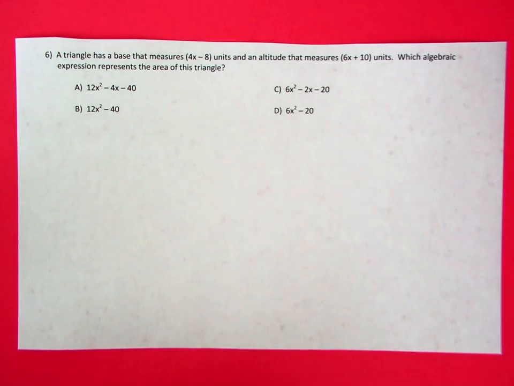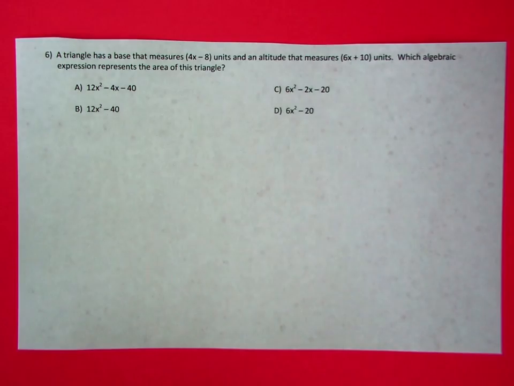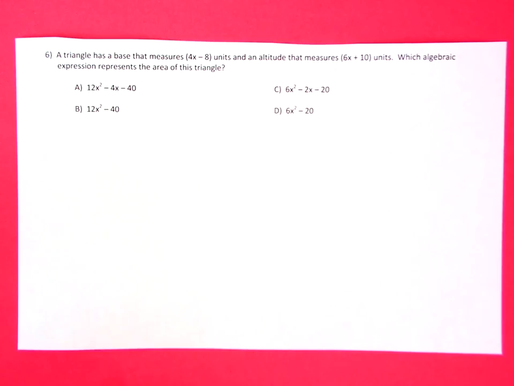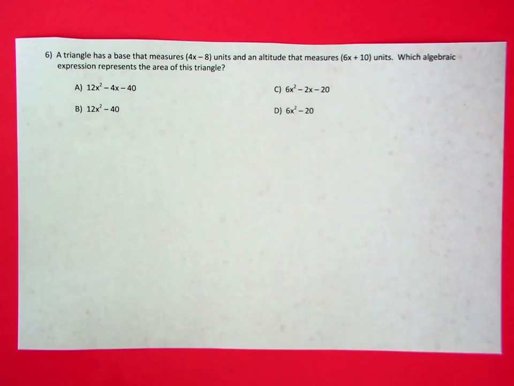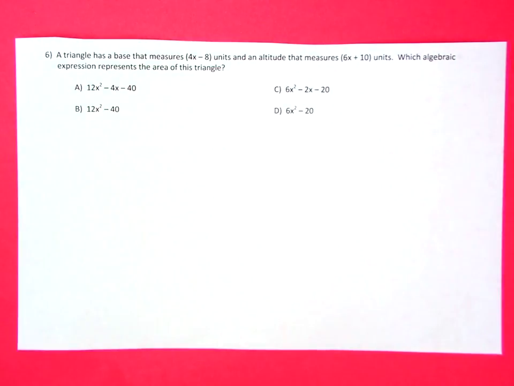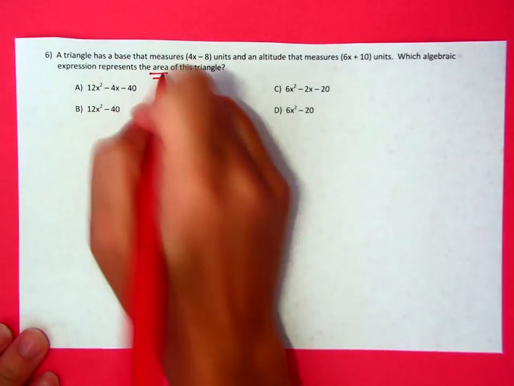In this question number 6, it says a triangle has a base that measures 4x minus 8 units and an altitude that measures 6x plus 10 units. Which algebraic expression represents the area of this triangle? So we're trying to find the area.